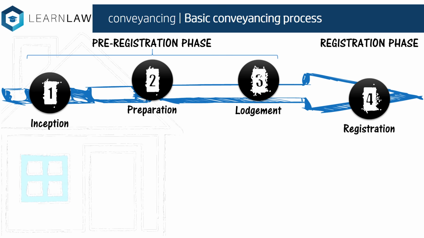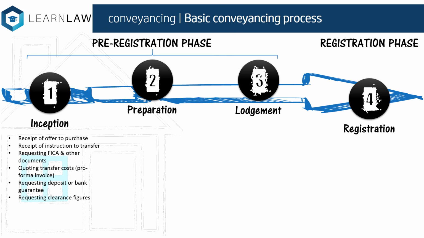The inception stage is characterized by the transferring attorney receiving the offer to purchase and an instruction to transfer. The transferring attorney will then request the prerequisite FICA documents and will provide the purchaser with a pro forma invoice for the transfer costs. At the same time, the deposit, if any, and the bank guarantee confirming the home loan approval is requested. The transfer attorney may also request the clearance figures from the relevant authorities.